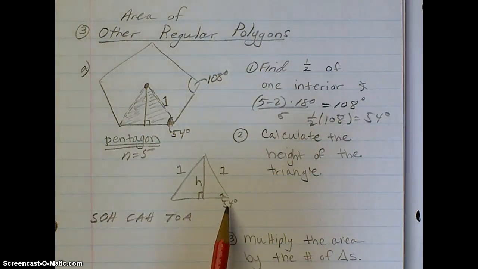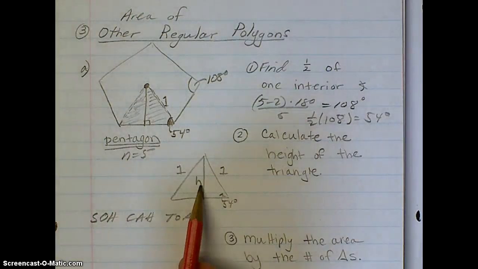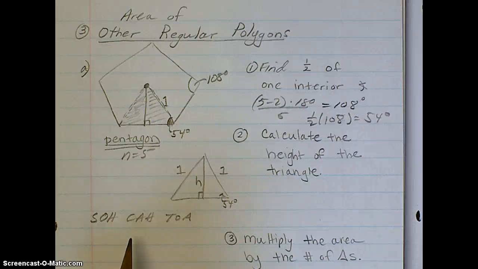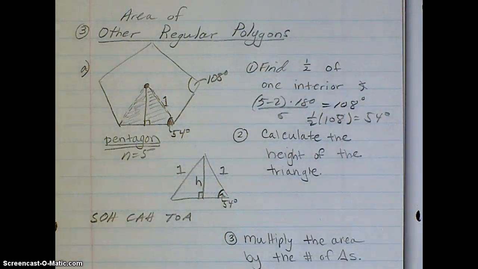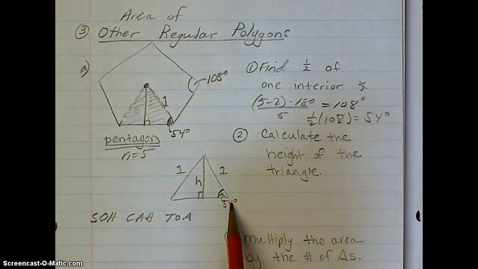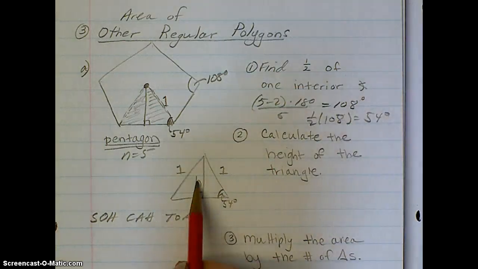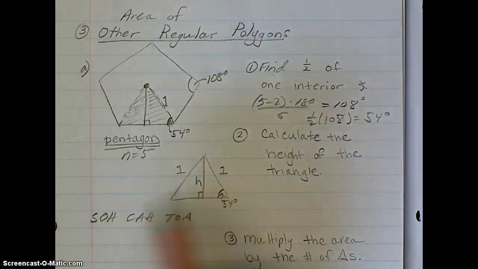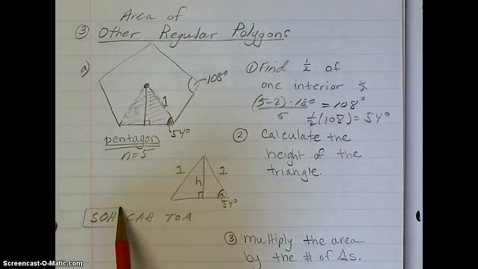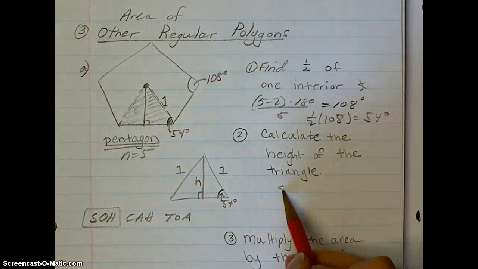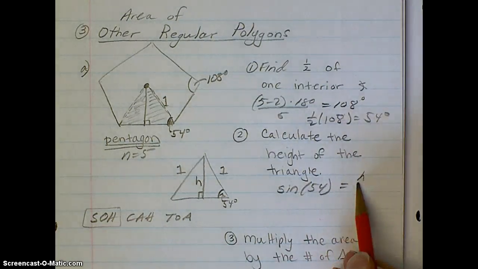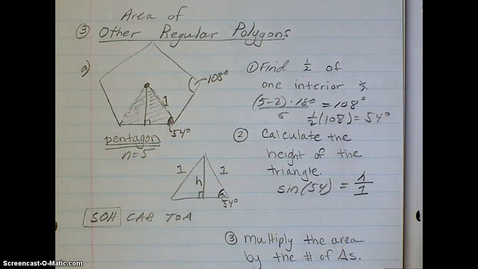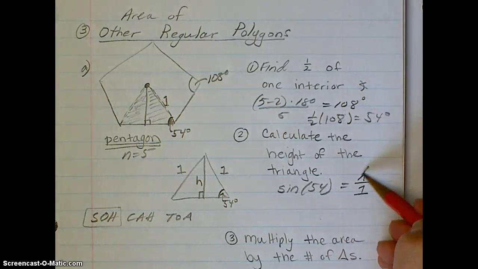Because this is not a special right triangle, the only way to find this side is by using your trigonometric ratios. Okay, so then you're going to do what we did on the very last quiz. Relative to this angle of 54 degrees, we have the opposite leg and the hypotenuse. So opposite and hypotenuse means you need to use sine. And then you set it up. Sine of 54 equals opposite over hypotenuse. And then you can solve from here.